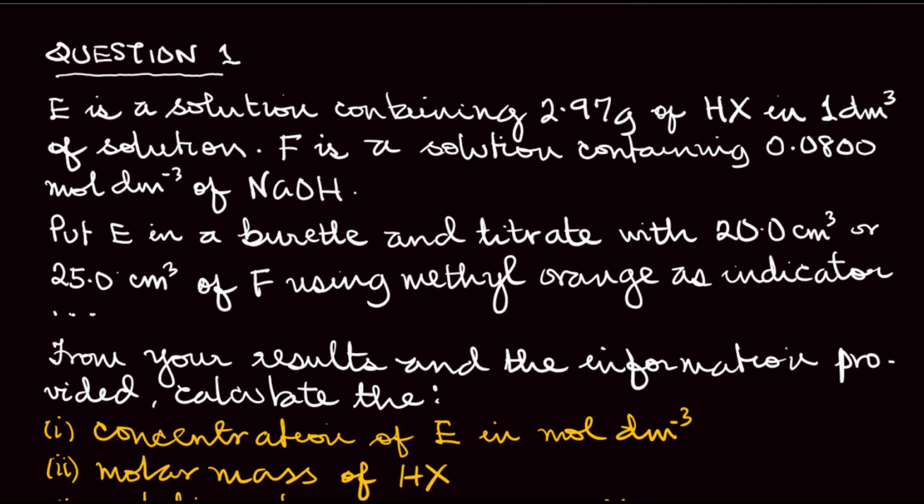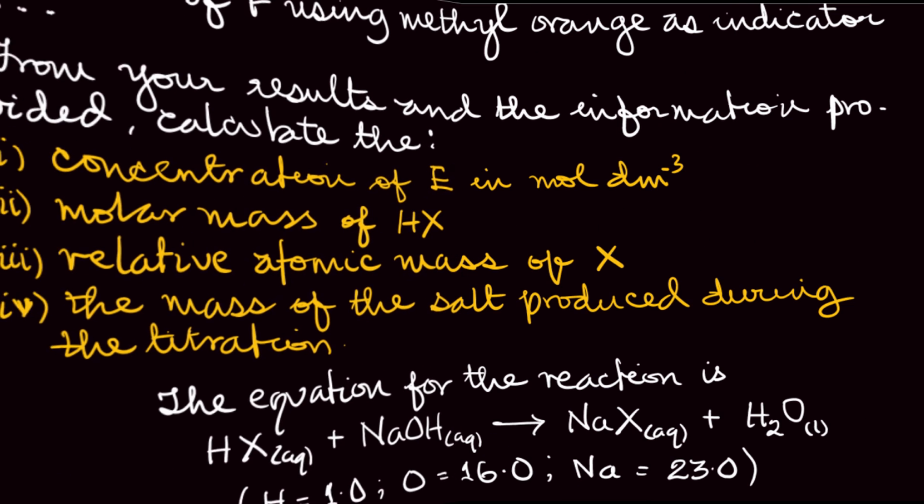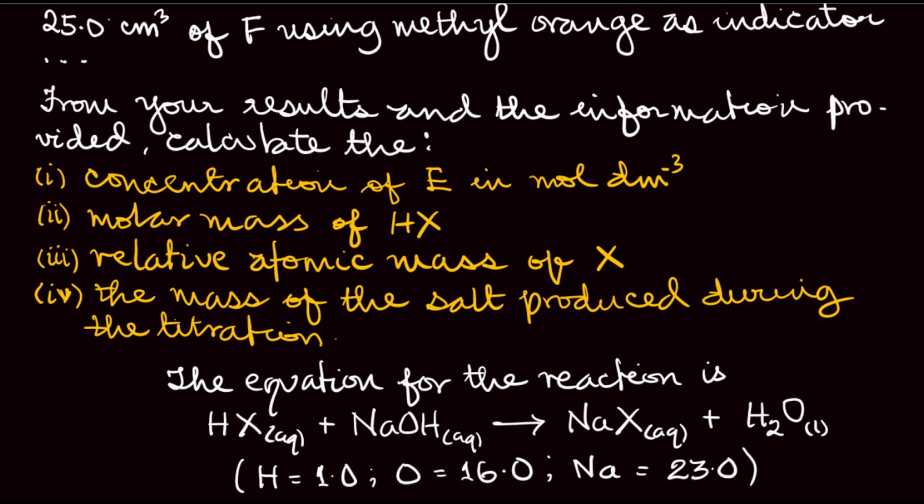Question 1. You're told that E is a solution containing 2.97 grams of HX in 1 dm cube of solution. F is a solution containing 0.0800 moles per dm cube of sodium hydroxide. Put E in a burette and titrate with 20.0 cm cube or 25.0 cm cube of F using methyl orange as indicator, and so on. From your results and information provided, calculate: 1. the concentration of E in moles per dm cube, 2. the molar mass of HX, 3. the relative atomic mass of X, 4. the mass of the salt produced during the titration. The equation for the reaction is as shown on the screen.